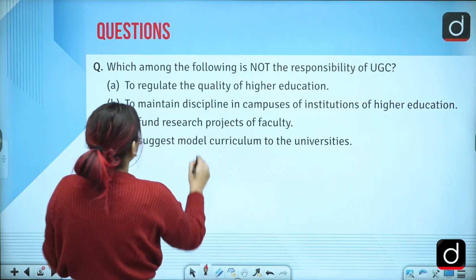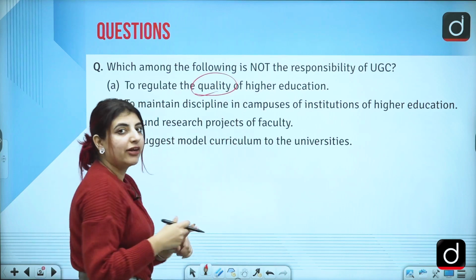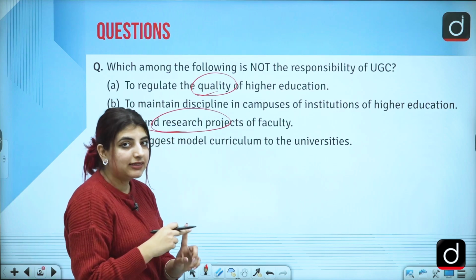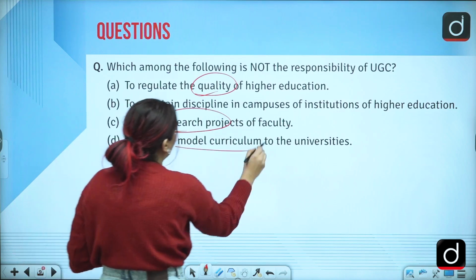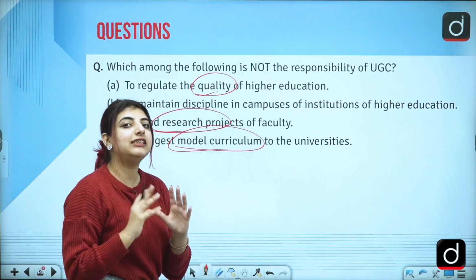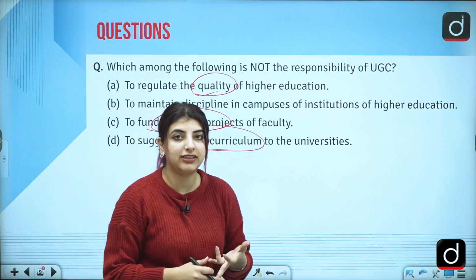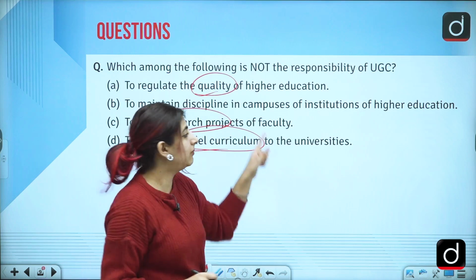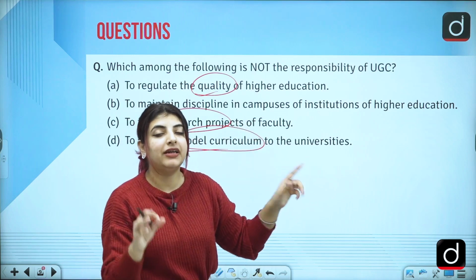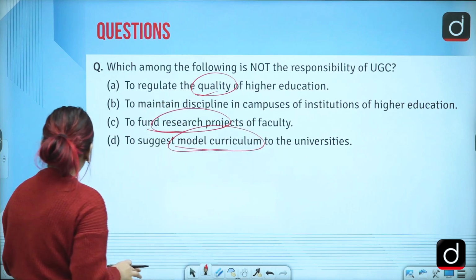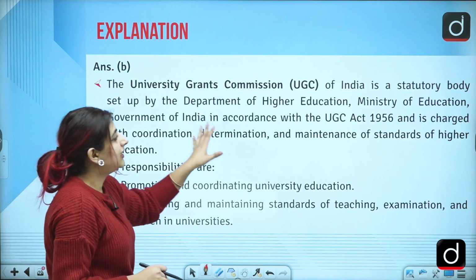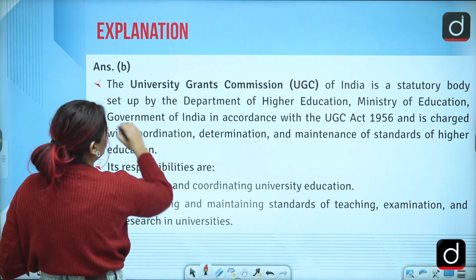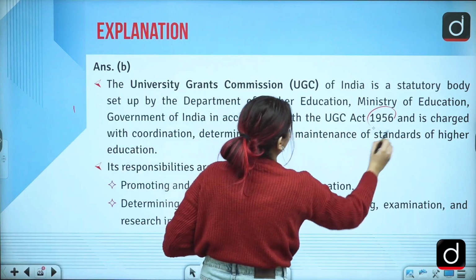Apart from that, yes, the quality, it should be regulated, correct? To fund research projects, that is the responsibility of UGC. To suggest model curriculum for the universities, that is also the responsibility of the UGC, that what should be taught in what subject, what should be taught in what course, but not to maintain the discipline in the institutions of higher education. So UGC became a statutory body in what? In the year 1956.